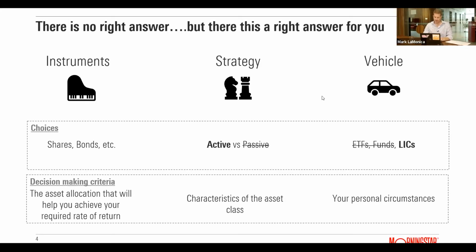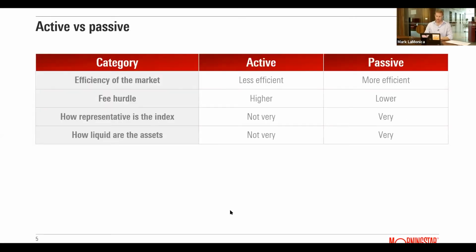All right, so let's talk a little bit about this active versus passive debate. Once again, active versus passive, two different strategies. Active, someone or something like a computer algorithm is selecting the shares that go into a fund, an ETF, or a LIC. Passive, if you're investing in ETFs and funds, that means you're simply following an index. Let's go through some of the different things we want to evaluate to see if an asset class is something that's appropriate for either of these vehicles.